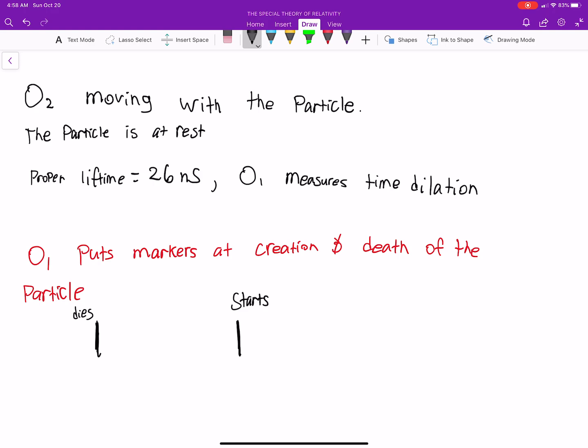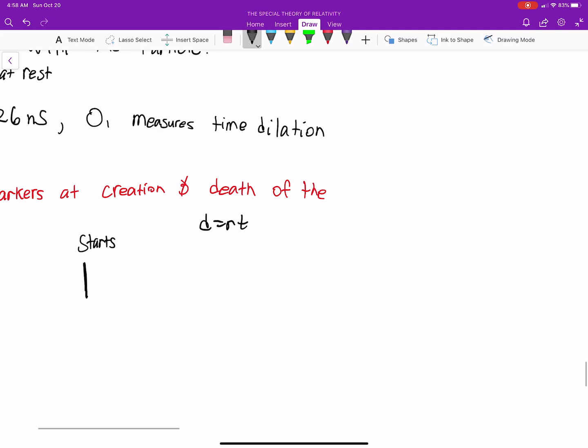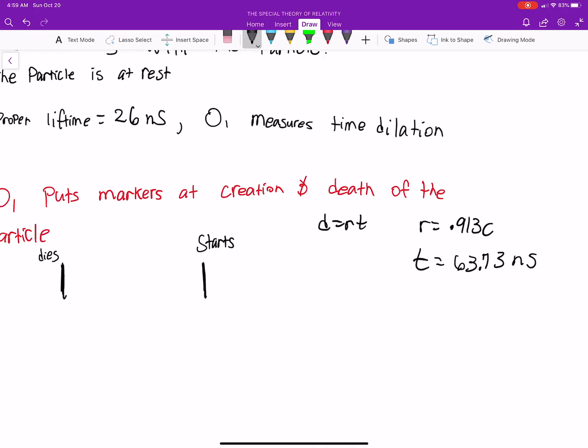Well, we can pretty easily find the distance, where distance equals rate times time, where our rate is 0.913 c. And then our t, which t should we use? Well, this is from the scientist O1's perspective, so we use the dilated time, 63.73 nanoseconds. That's what O1 measures. If you plug this in, the distance is 17.4 meters. So from here to here, it's 17.4 meters.